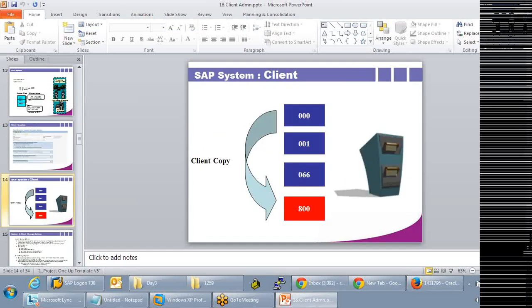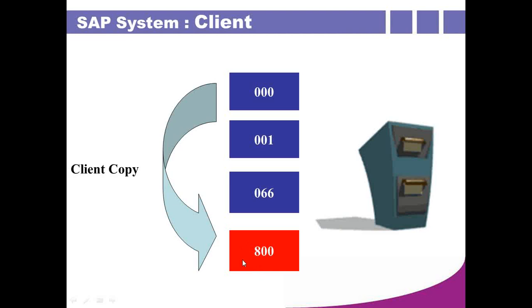See, this is client copy. So this client we created, 500 now, we use for our business perspective. This is our business client. We never use default clients for business.